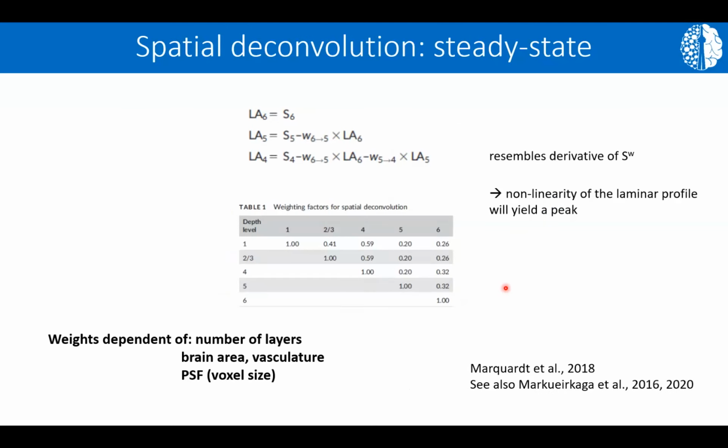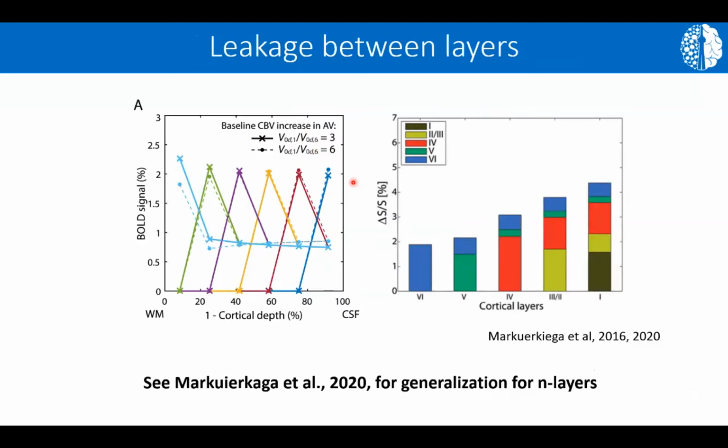Now, how do we use this knowledge? We say the true layer 6 activation is the measured activation. So S is the measured activation, and LA is the layer activation, which is the corrected one. We say the bottom layer has no draining vein effect. That's obviously an assumption, so therefore the signal is correct. For the layer on top of it, we take the measured signal and subtract the activation from the layer below with these weights derived from this model. You can either take this model or this model, they're both very similar.